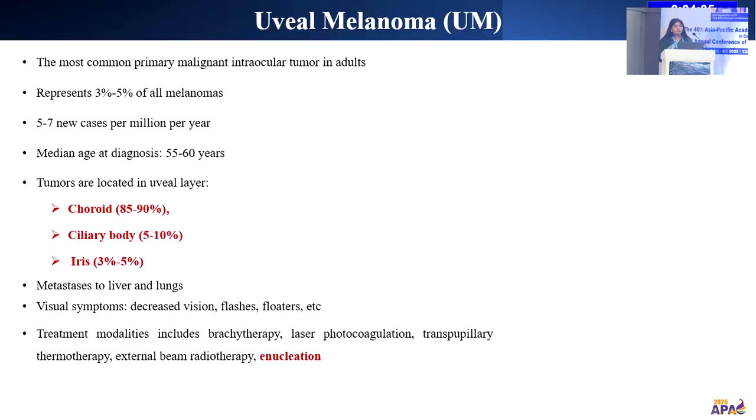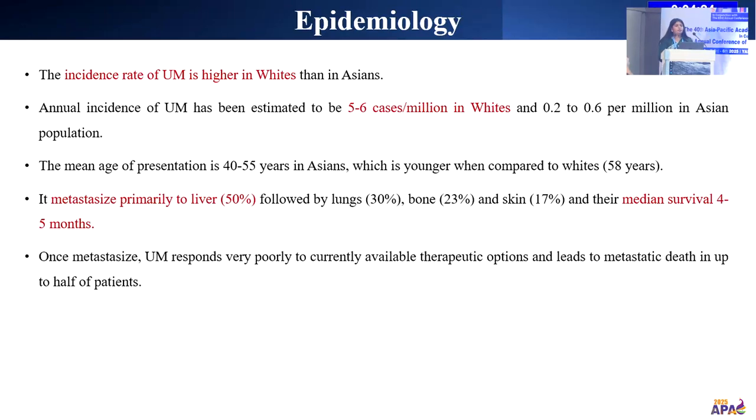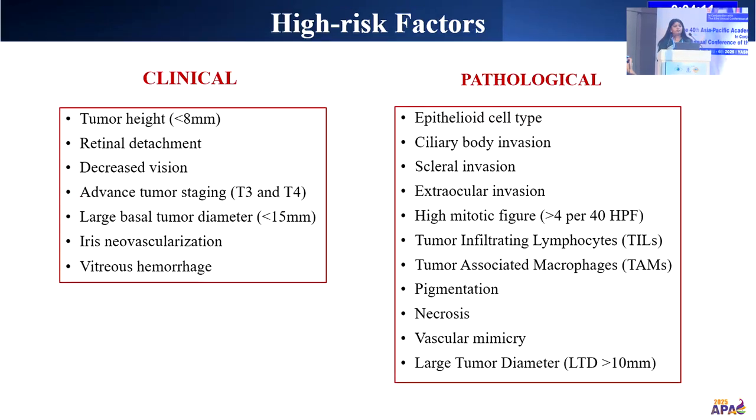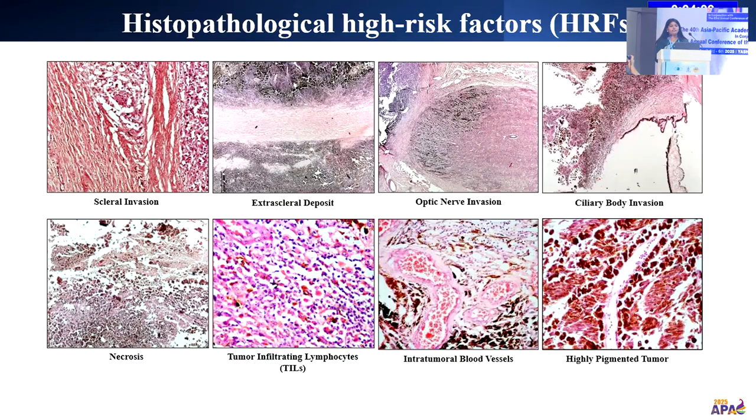As Dr. Kashyap has already told about uveal melanoma, I'll skip these slides because they are very common. Uveal melanoma is a malignant intraocular tumor that arises from the choroid. The incidence rate is higher in whites than Asians. The main importance of this study is to study the genetic differences, whether they differ in whites and in Asians. These are the histopath high risk factors, clinically and pathologically, and these are the H&E slides of histopath high risk factors, which are extracranial deposits, ciliary body invasion, TILs, and increased pigmentation.